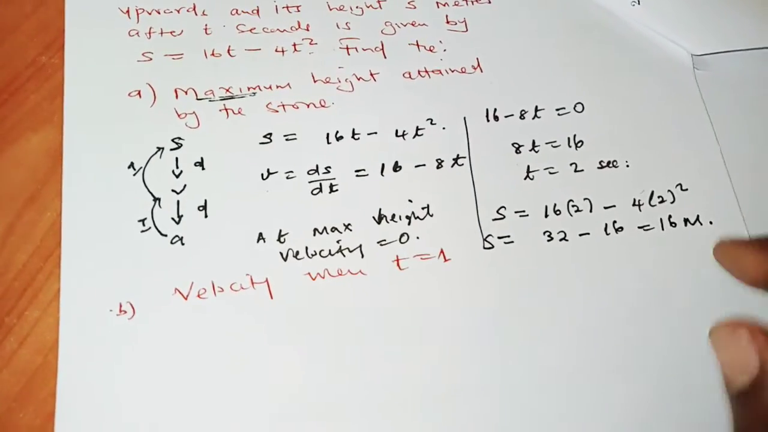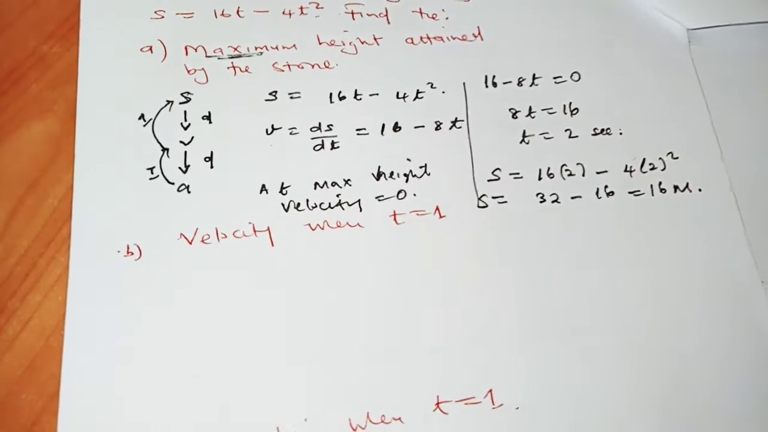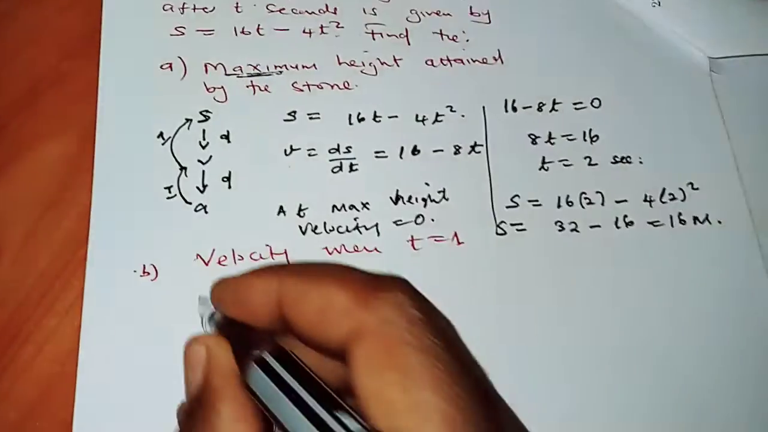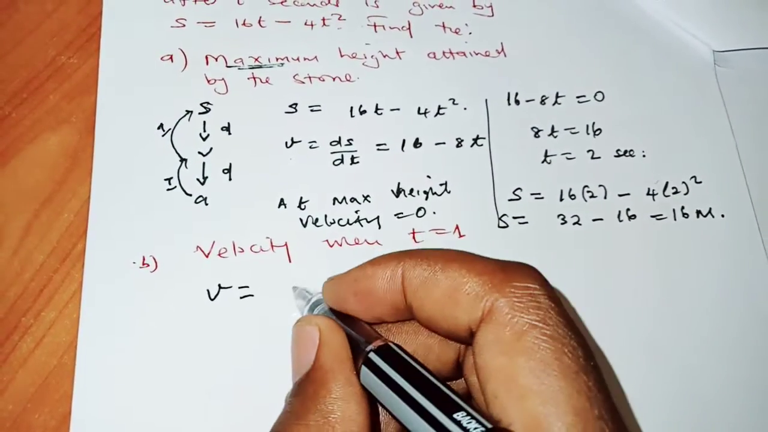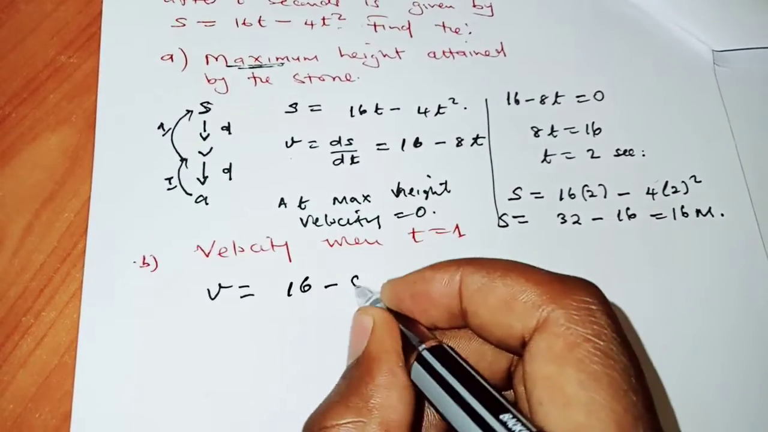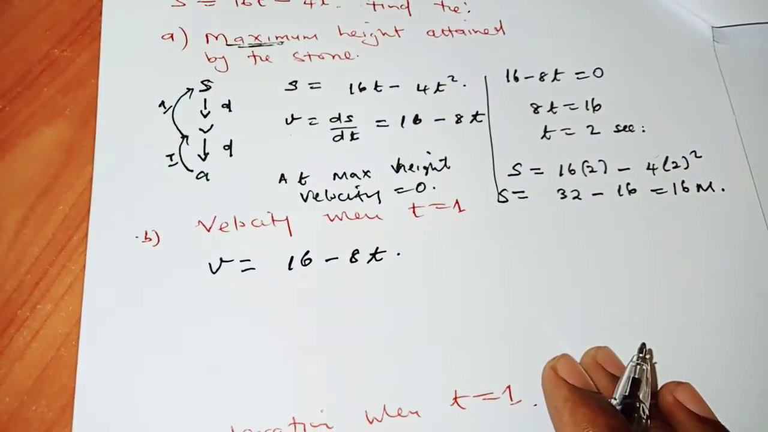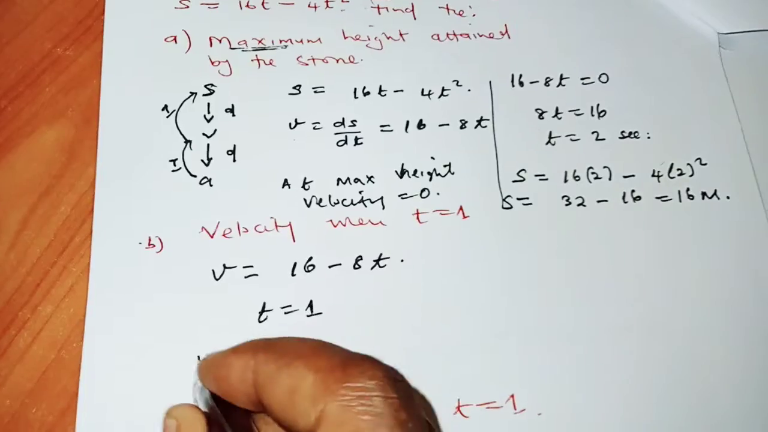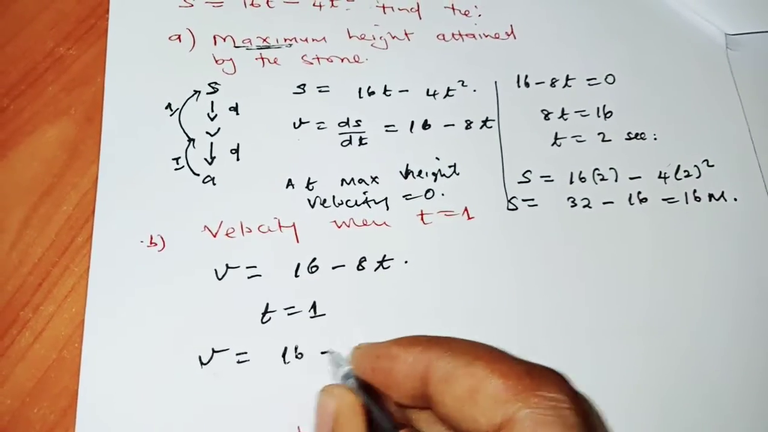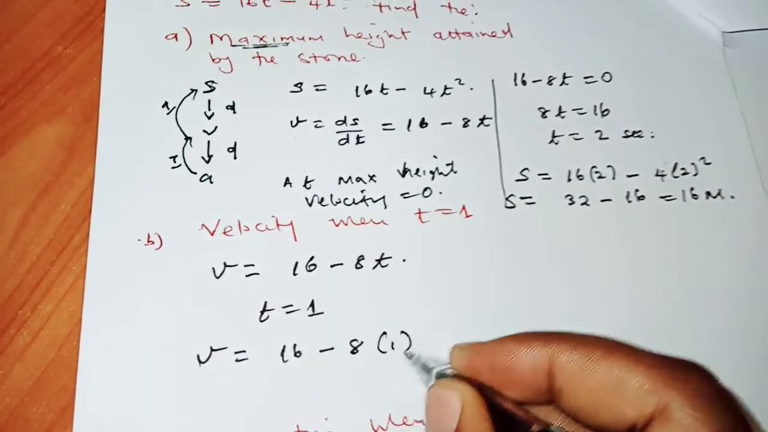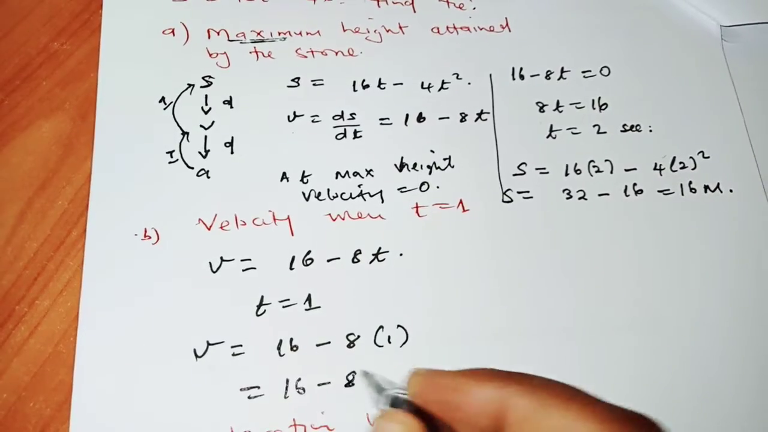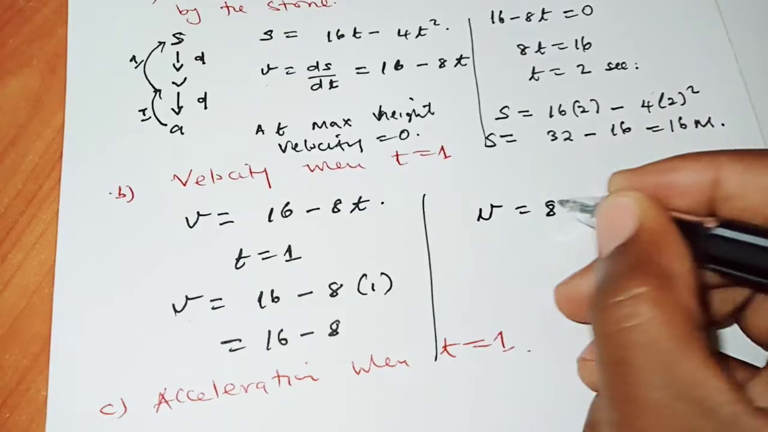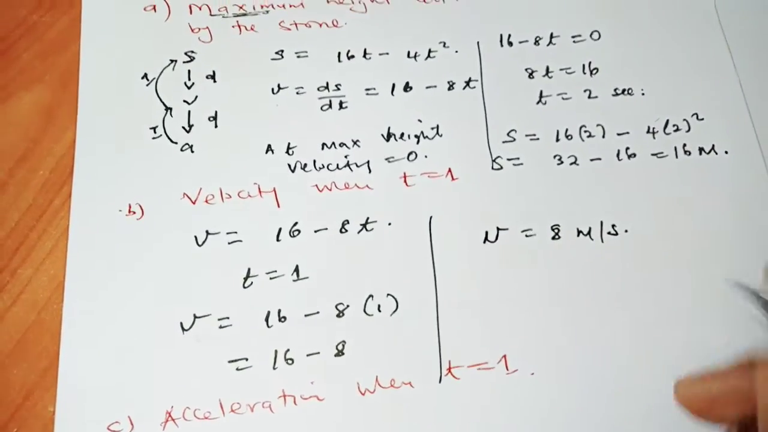Okay, that's it. Going to the second one, it's now easy because we already know the velocity function is given by 16 minus 8t, and we want to substitute t equals 1. So v will be equal to 16 minus 8 times 1. So we have 16 minus 8, and this gives us that v is equal to 8 meters per second.